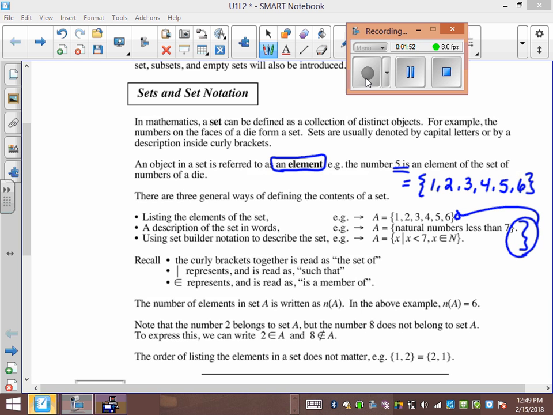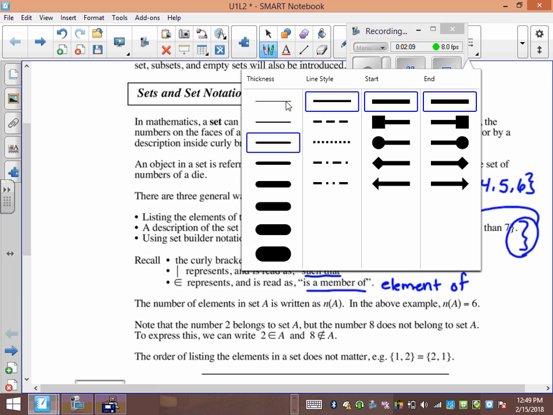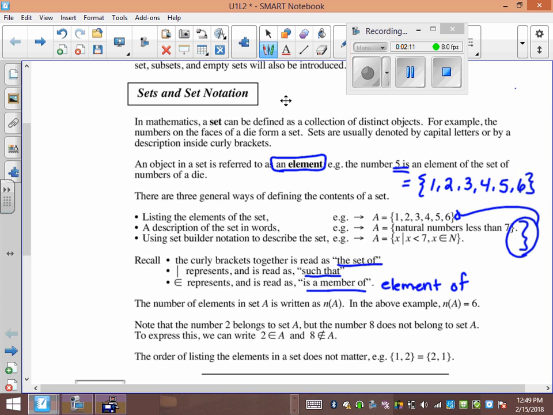So the curly brackets, or the squiggles, together are read as "the set of." The straight line represents "such that." And ∈ is "a member of" or "element of." It will just be part of your vocabulary as we go along. So at the beginning, it might be brand new, but by the end, you all know what they mean.